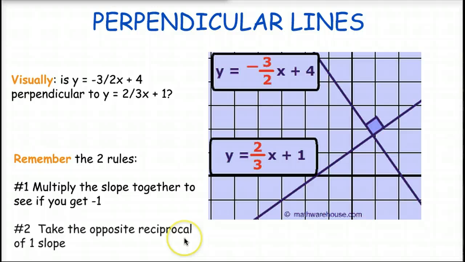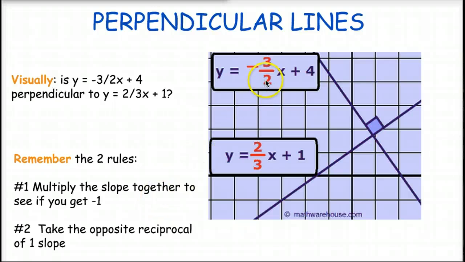So lastly, let's look at this visually. Visually, these look like perpendicular slopes, and I drew a right angle in here so that you can see, in fact, it is a 90-degree angle. But remember the two rules. In order to verify that they are perpendicular, number 1, you can multiply the slopes together to see if you get negative 1.